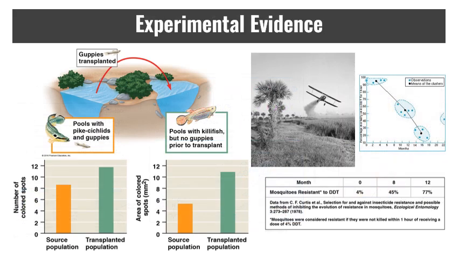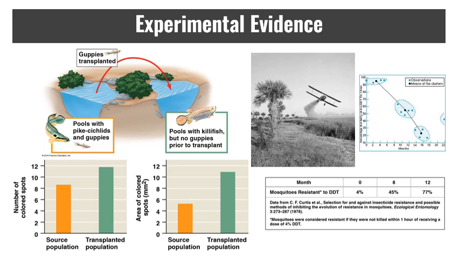Direct experimental evidence is going to be controlled evidence that we can actually look at. Malaria and DDT is a great example of pesticide resistance that emerged, just like we saw with MRSA and antibiotic resistance. You can have controlled breeding populations, and you can have predator-prey interactions, like with the pike cichlids and the guppies on the left.